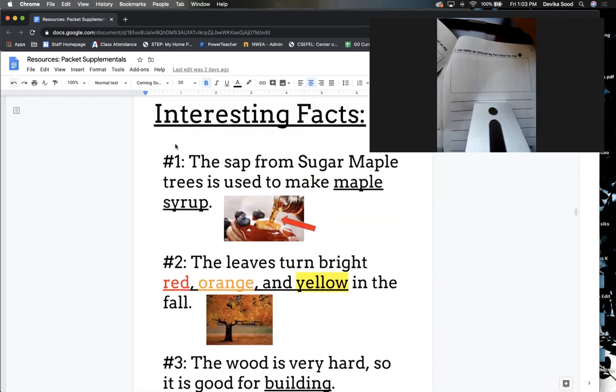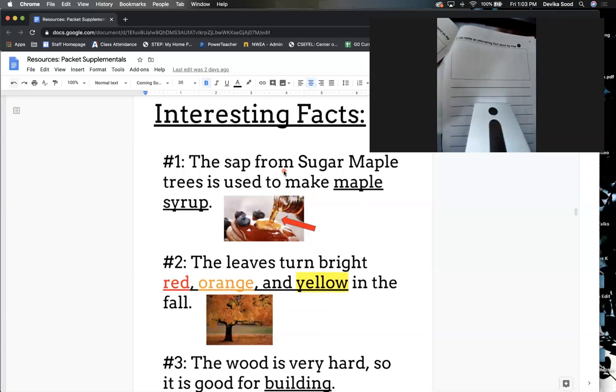I'm going to choose the first fact about it being used to make maple syrup. Voy a escoger el primero para escribir mi dato interesante. So I'm going to draw a picture of a sugar maple tree, and I'm going to draw some syrup coming off and then going to my plate of pancakes. Primero voy a hacer el dibujo de la miel de maple con mis pancakes.